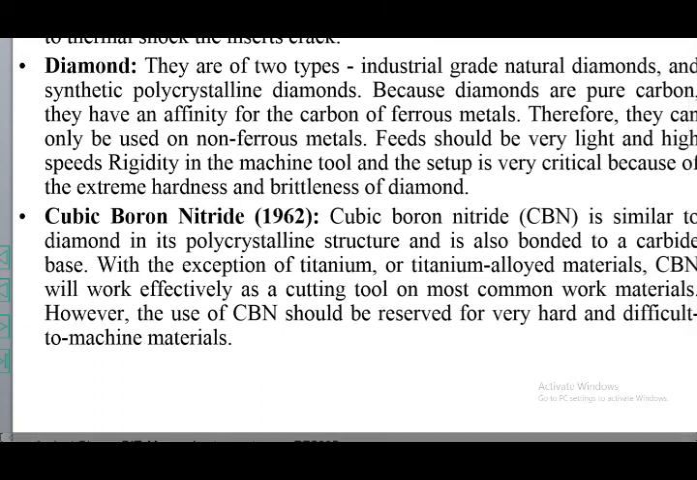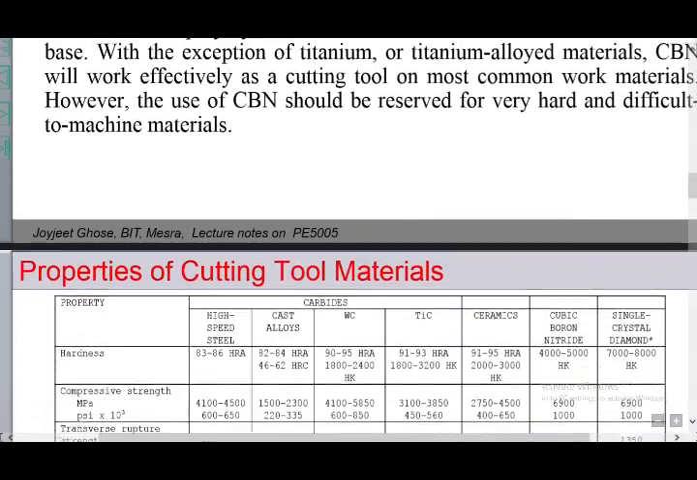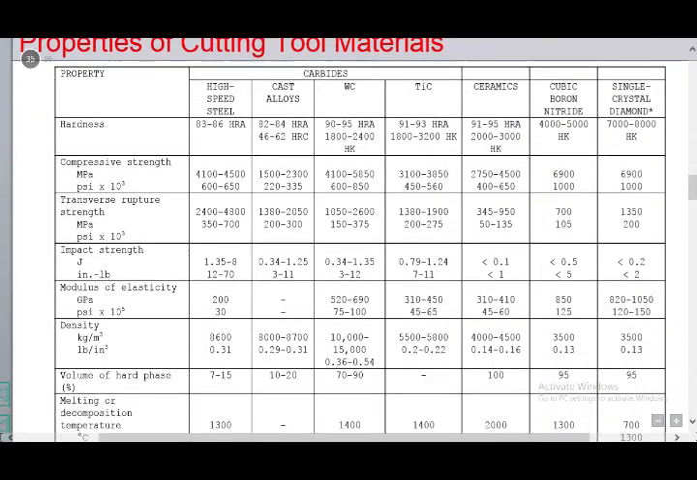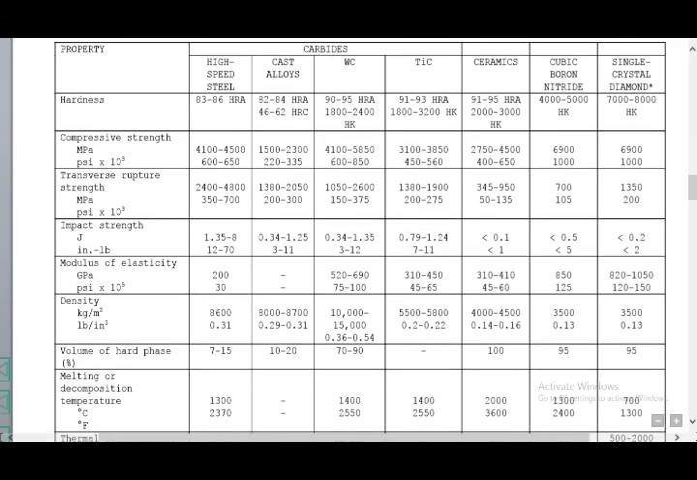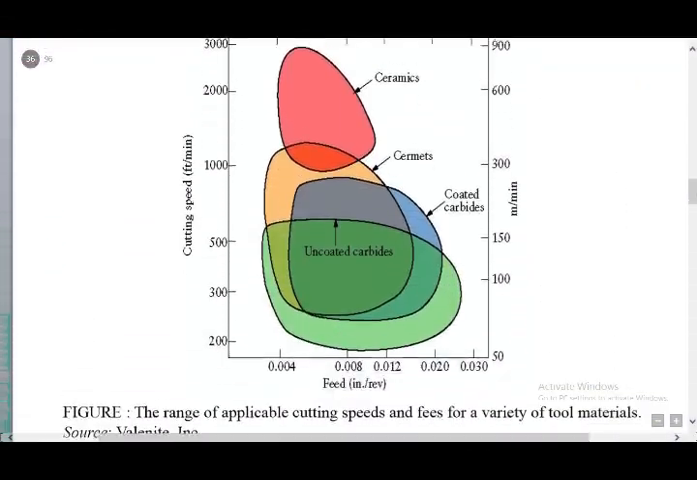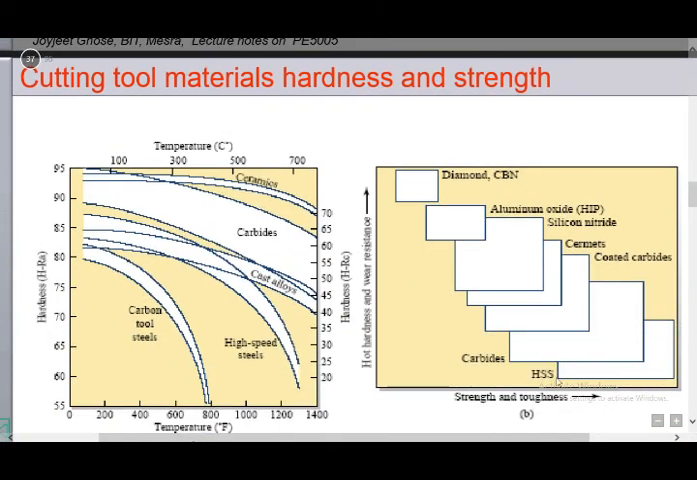And next, manganese, carbon, chromium, molybdenum, cobalt, tungsten, plain carbon steels, alloy steels. Properties of cutting tool materials: in this slide you observe hardness, compressive strength, impact strength, density, volume and temperature. And next, oxides, non-ferrous alloys, cements, cutting tool materials, hardness and strength.